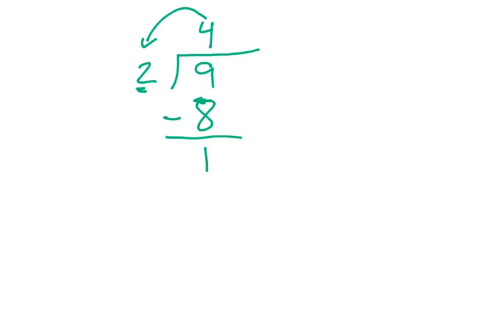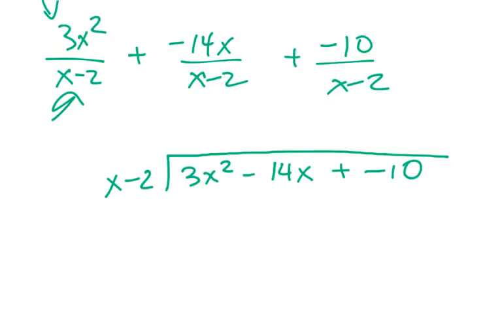Here we would conclude by saying 1 over 2, because 2 does not go into 1, so that's where we stop. So we say 4.5 or 4 and a half. Okay? So the same idea is going to persist here.